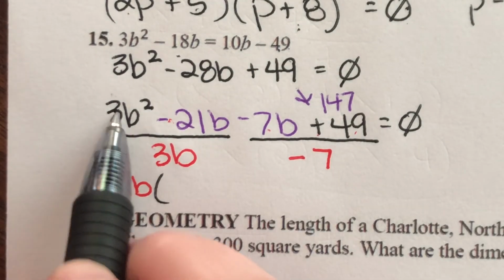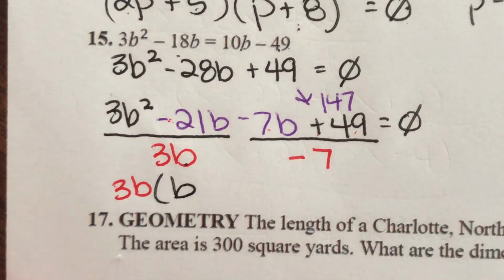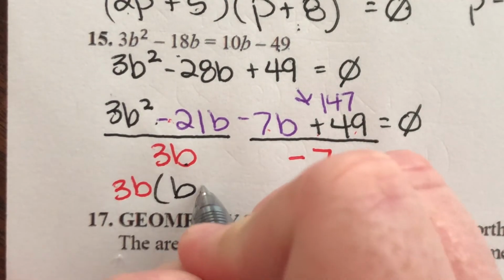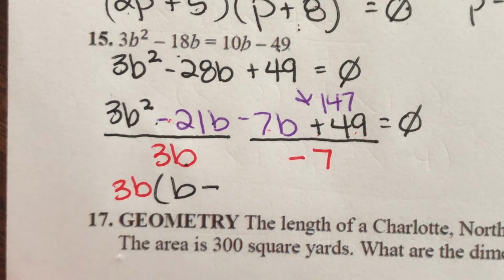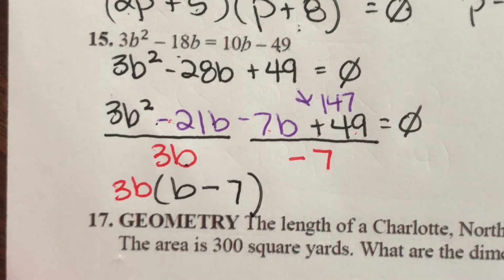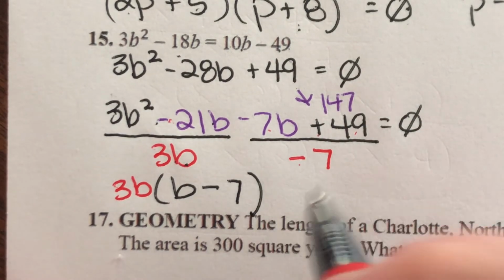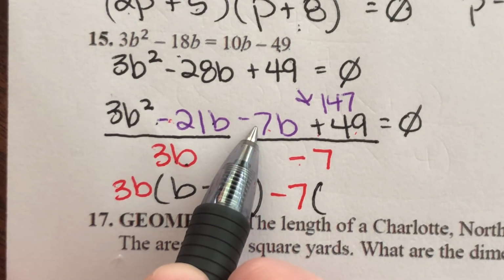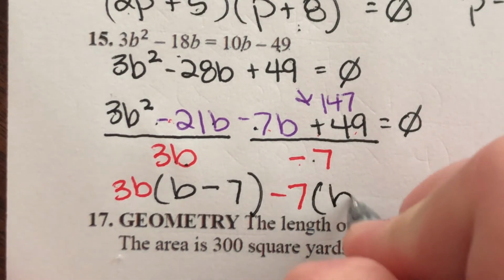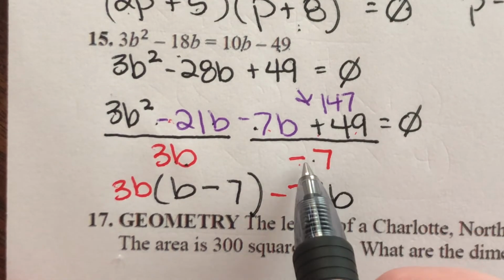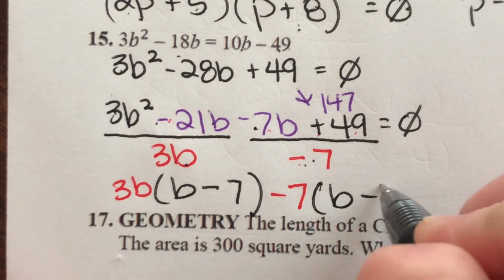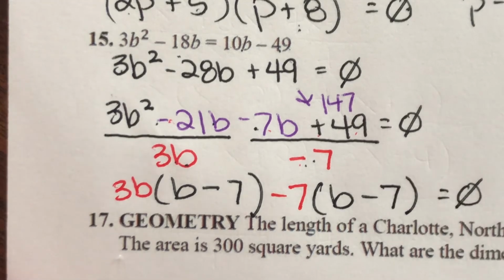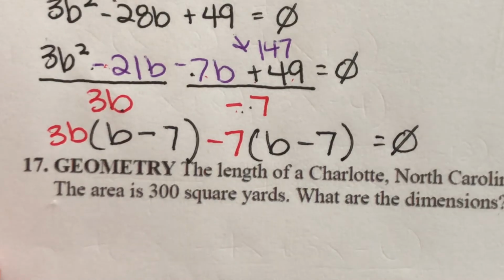Everything after I divide, 3b squared divided by 3b is b. Bring down my minus sign. 21b divided by 3b is 7. And I'm going to bring over this minus 7. And then negative 7b divided by negative 7 is just b. 49 divided by negative 7 is negative 7. And that's equal to 0. Okay, my parentheses match. Fantastic.